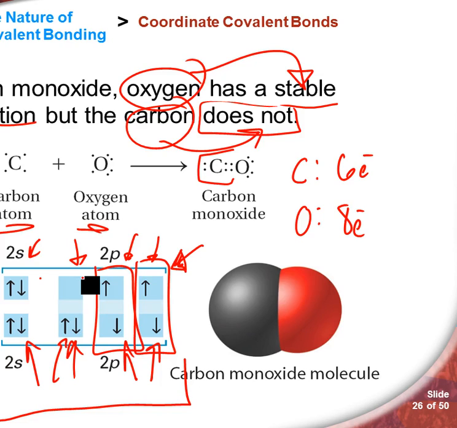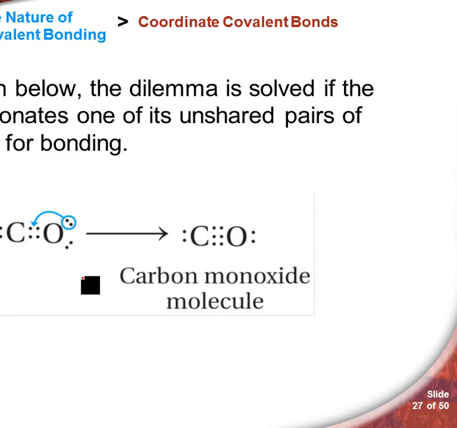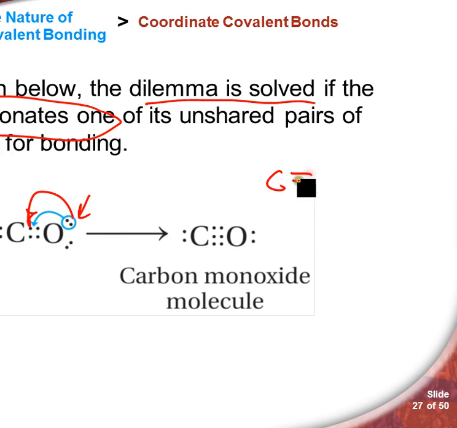All right, so the dilemma is solved if the oxygen donates one of its unshared electron pairs for bonding. So it takes one of these electron pairs and puts it in there. We get this molecule, which could also be drawn as that. It's supposed to be a C, not a G. So it can also be drawn that way.